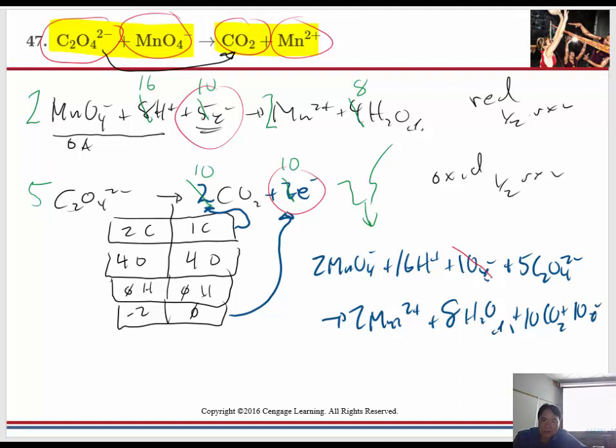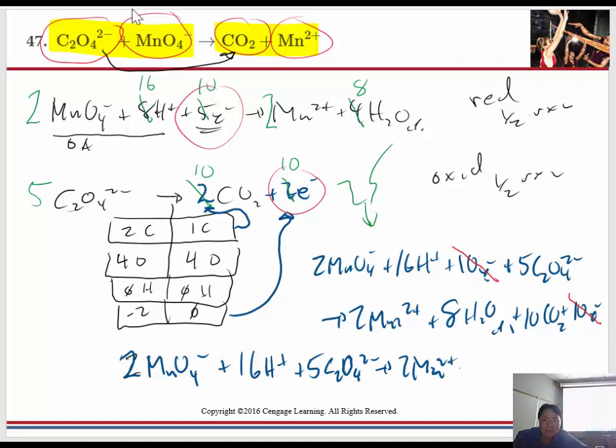Now, what has to happen is the electrons have to cancel. So 10 electrons on the reactant side cancel 10 electrons on the product side. That works out. Then we look at, can we cancel anything else out? It looks like we can't really cancel anything else out. And so overall, the net reaction is going to be this. Let's do it in blue here. 2 permanganates plus 16H+ plus 5 oxalates is going to produce 2 manganese 2+, plus 8 H2O liquids, plus 10 CO2 gas.